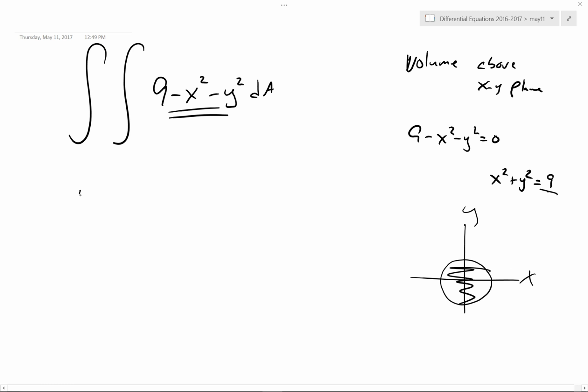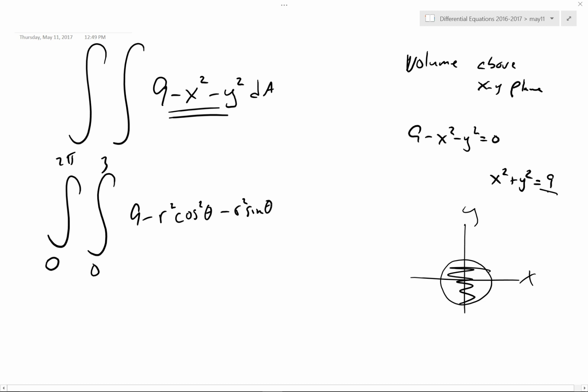Okay, so let's try this. Whee! 0 to 3, 0 to 2 pi. 9 minus r squared cosine squared, wait, is it minus r squared sine squared? Go ahead. Is it limited to how high it is above the xy plane? Yeah, that's the top of it. That's the top of it.